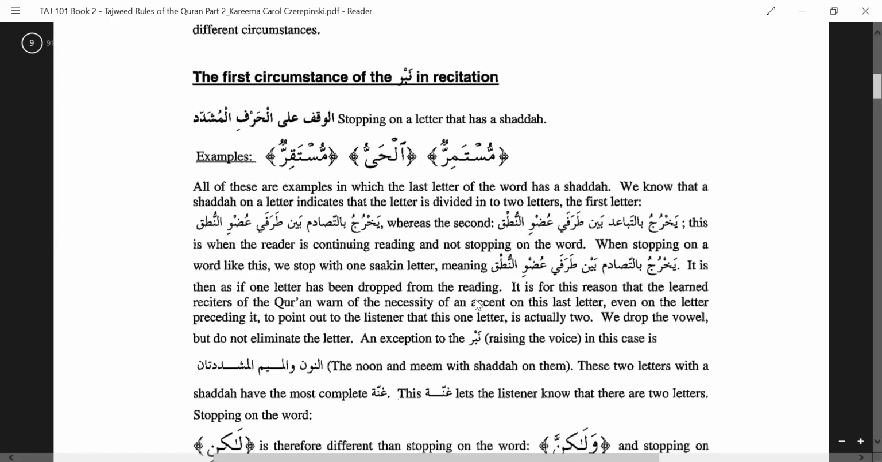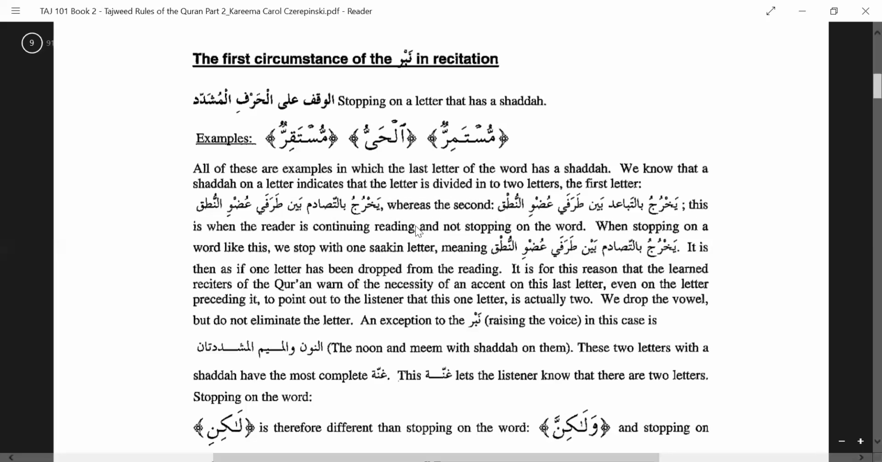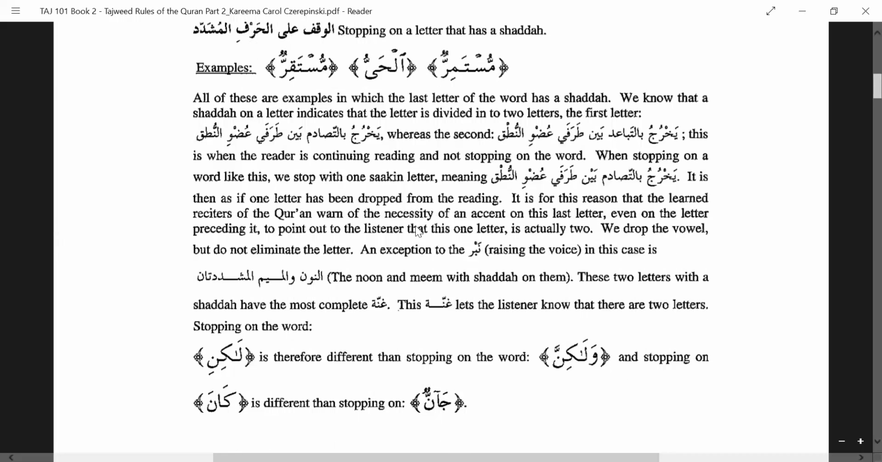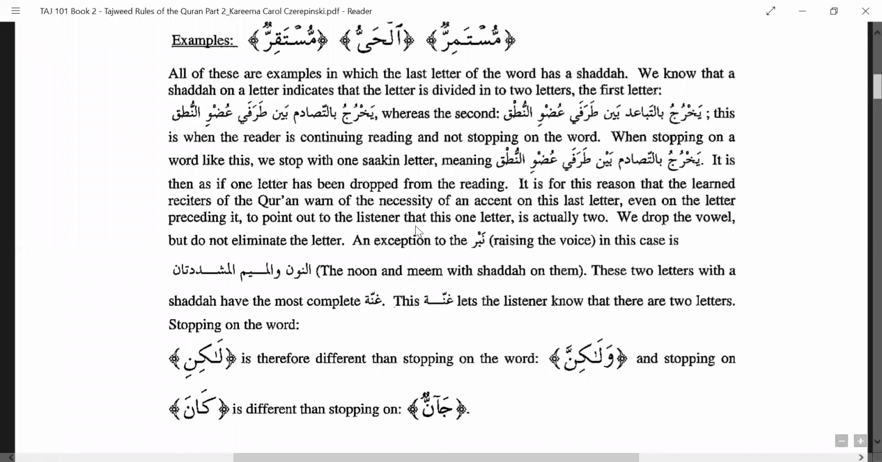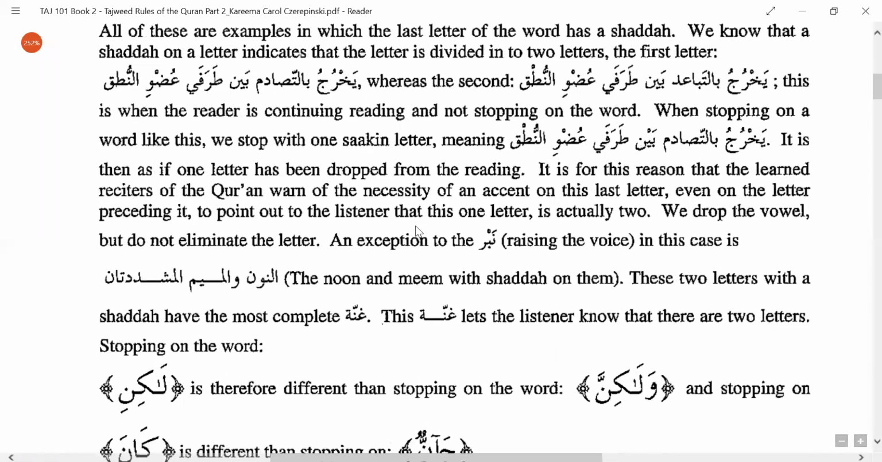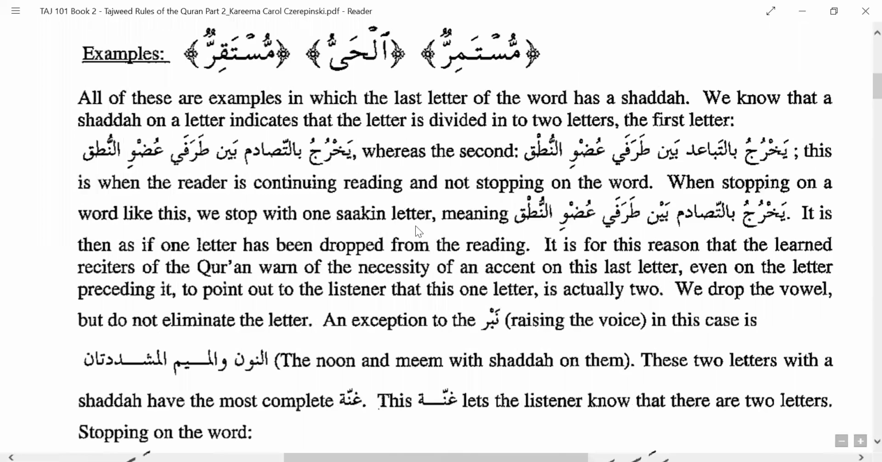Now, when you are going to continue reading, of course you will say the haraka. This rule only comes when you are going to stop on the letter, because whenever you stop, you make the last letter a sukoon. And if you don't do nabr, it will sound as though that second alphabet has dropped out from your reading. That is why the learned reciters of the Quran have warned of the necessity of this accent on the last letter, which is known as nabr. So you will drop the haraka, but the alphabet you should not drop. That alphabet's sound should come out.